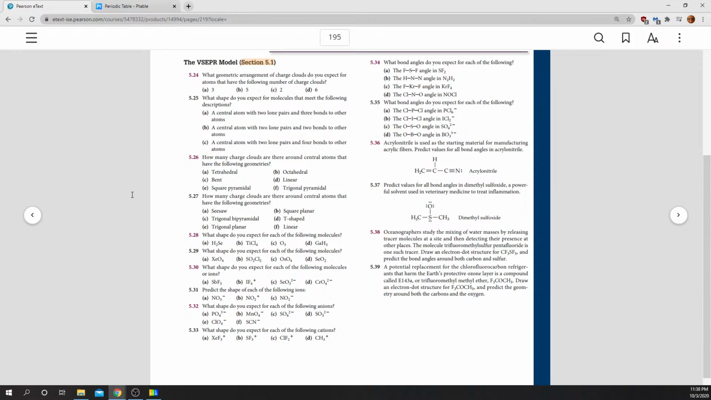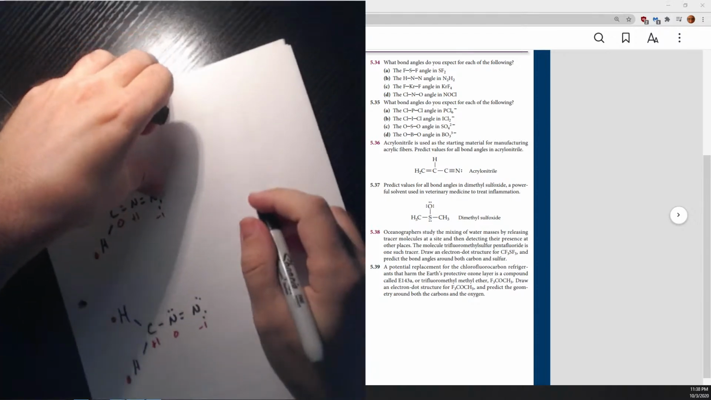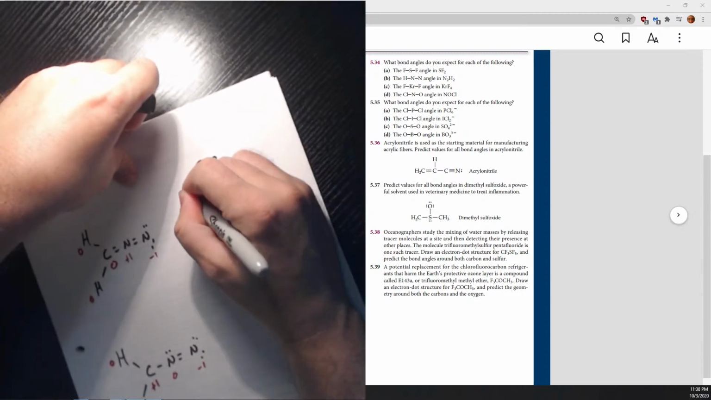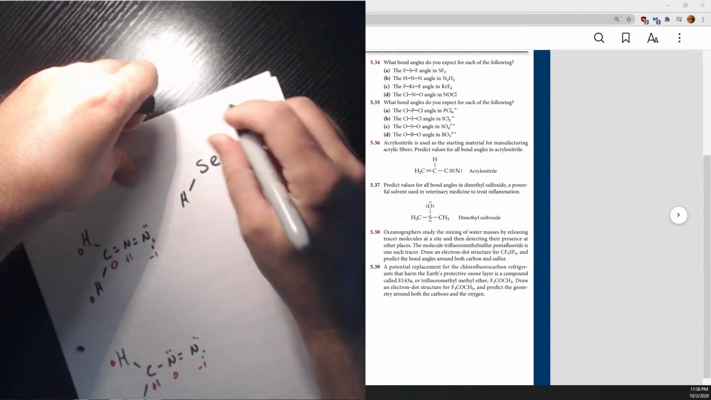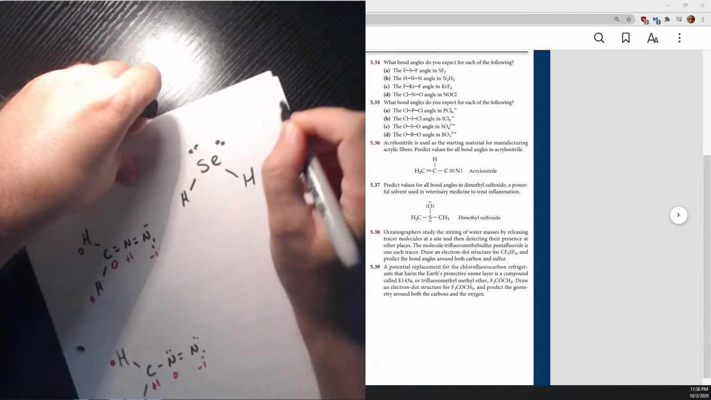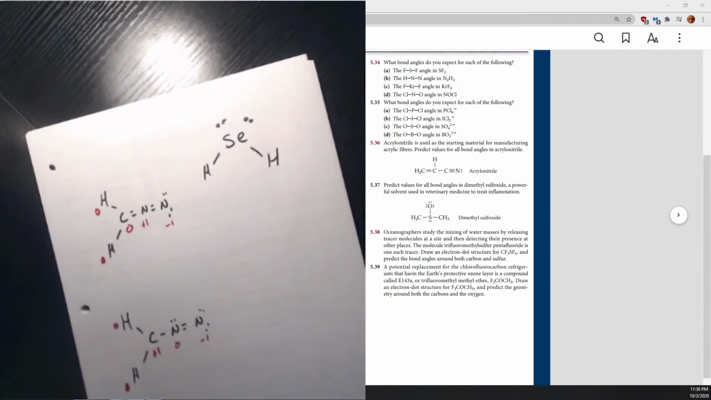28. What shape do you expect for each of the following molecules? Okay, H2Se. Okay, H2Se looks like this. So it is going to be bent. Selenium is 2 below oxygen, so it's very similar.